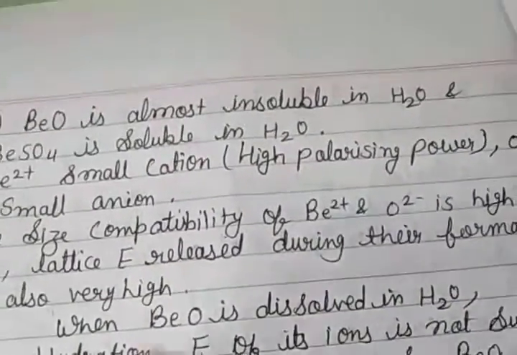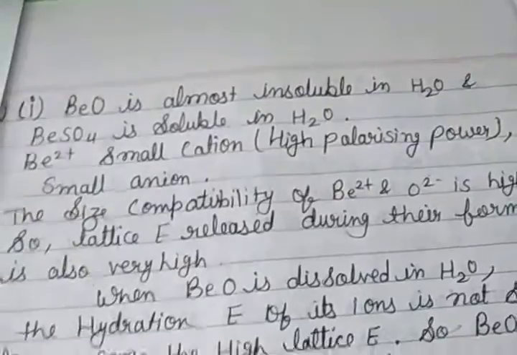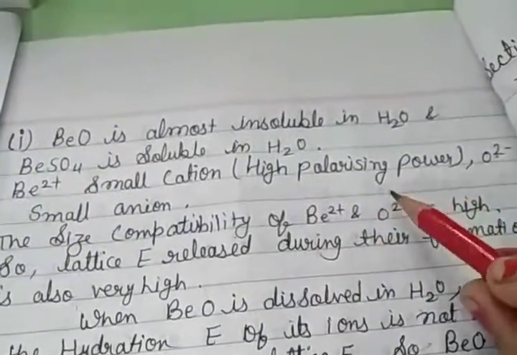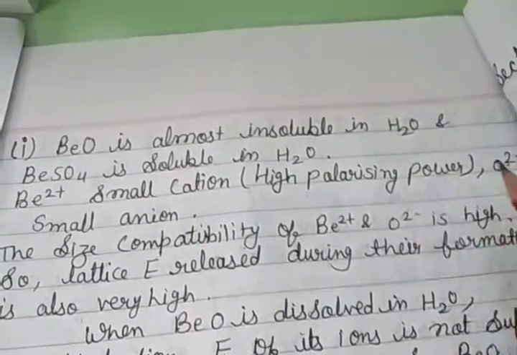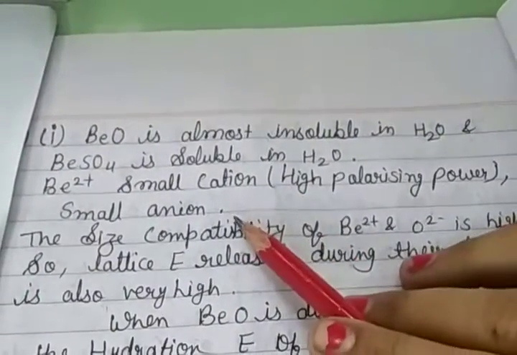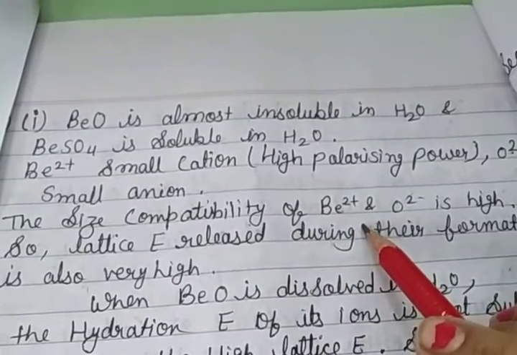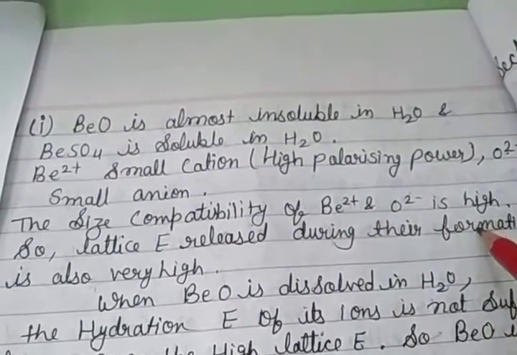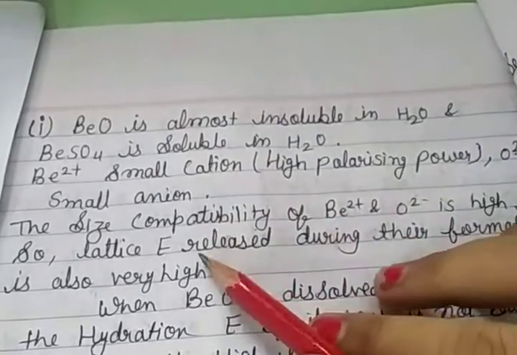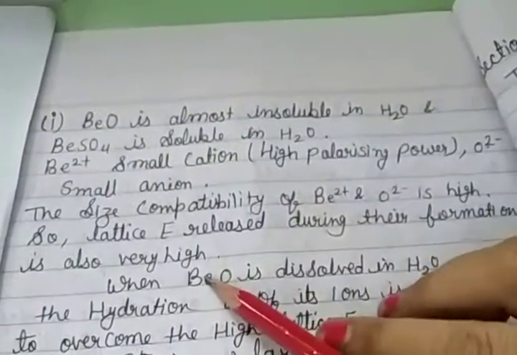So the reason: because Be2+ is a small cation, that means it has high polarizing power, and O2- is a small anion. Small cation and small anion. So the size compatibility of Be2+ and O2- is high, so the lattice energy released during their formation is also very high.